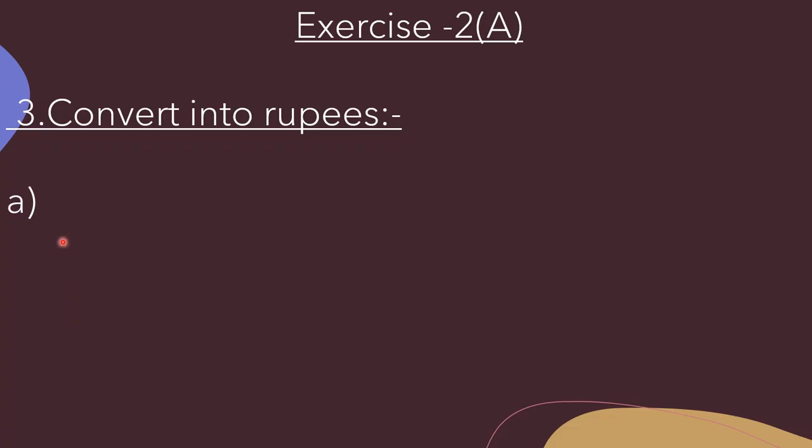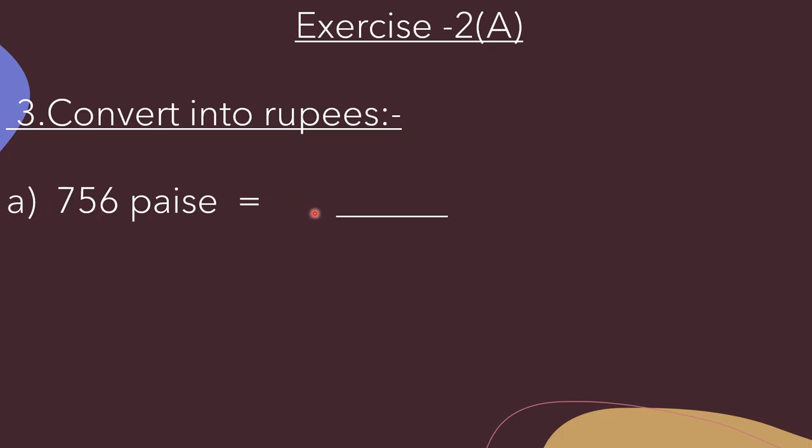Now beta, question number 3, convert into rupees. So here in A part, it is given 756 paise is equal to dash. Now we have to convert 756 paise into rupees. So I told you earlier that when we want to convert paise into rupees, what we have to do? We have to just count the last two digits from the right hand side. Okay, and we have to put the point here to make it in rupees.